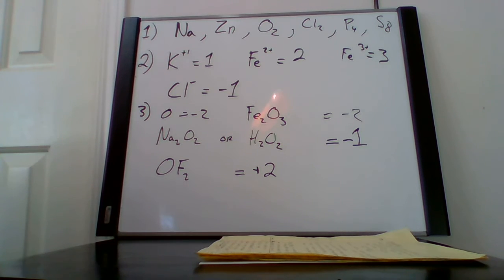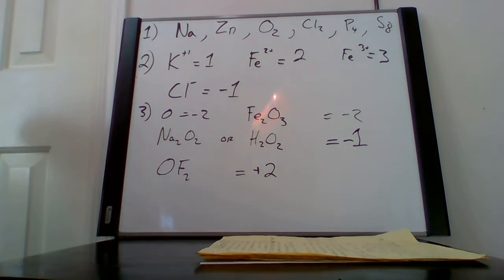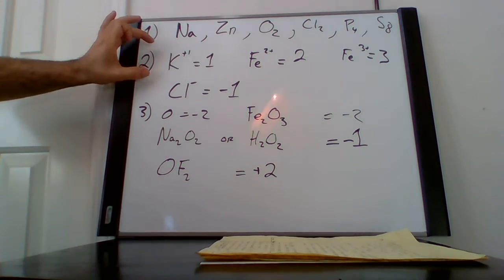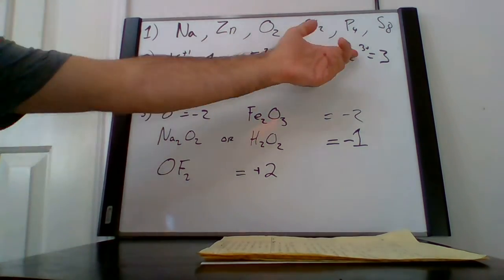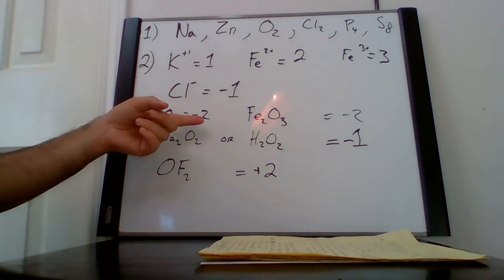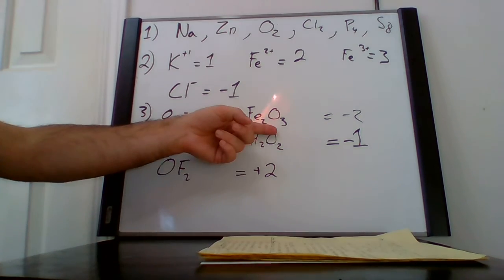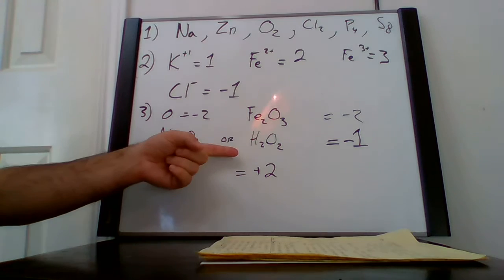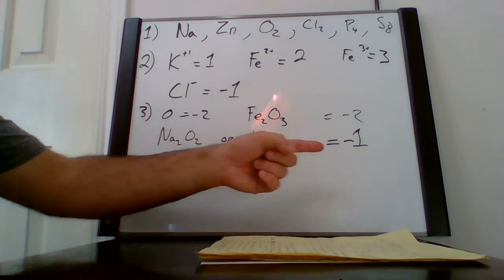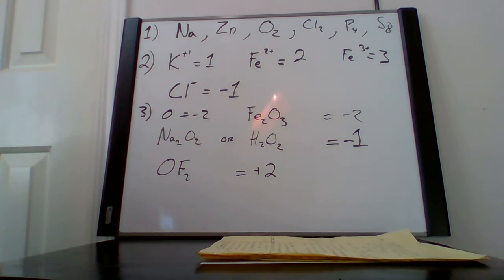So these are our first 3 rules. Elemental forms have an oxidation number of 0. Monatomic ions have the charge associated with that ion. Oxygen, when we have it in a compound, is almost always going to be a -2, unless it's in a peroxide, then it's a -1, or if it's in oxygen difluoride, it would have a +2.